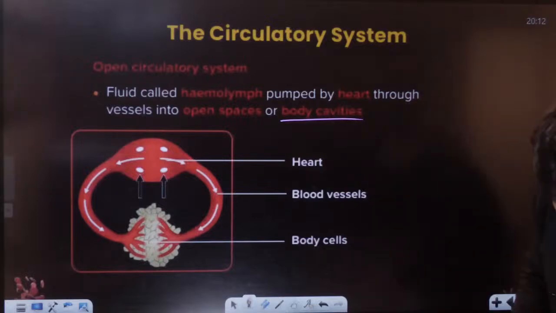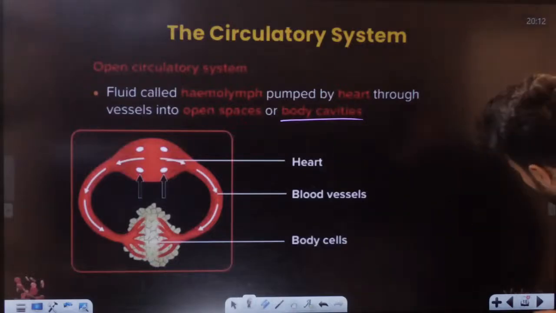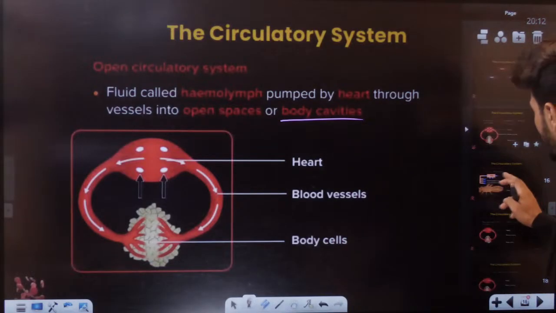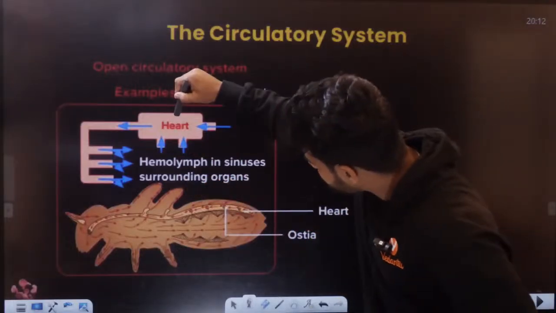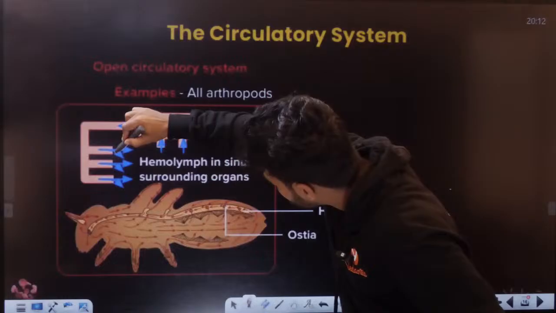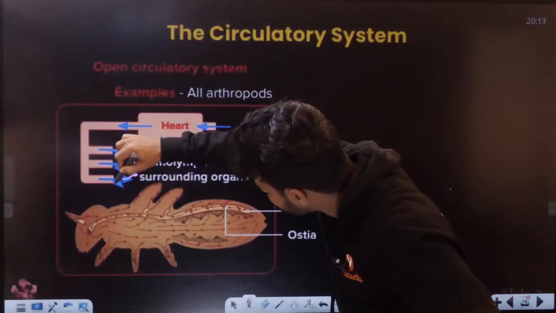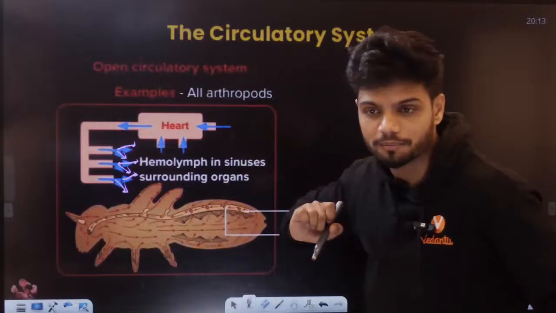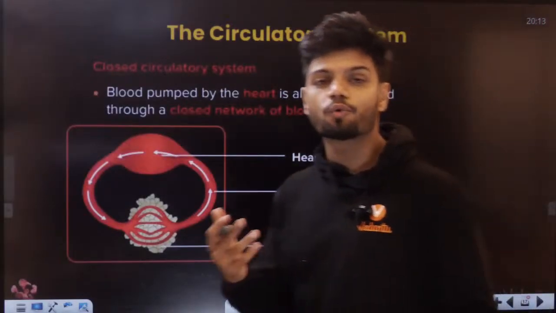Open system. Okay. Any doubt here, students? That is called your open system. Example is Arthropoda, students. Now if you can notice here, from the heart, all the blood is released as such into the body. This is open circulation in arthropods. Now what happens in the case of closed?